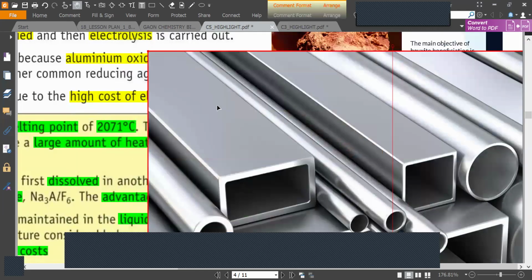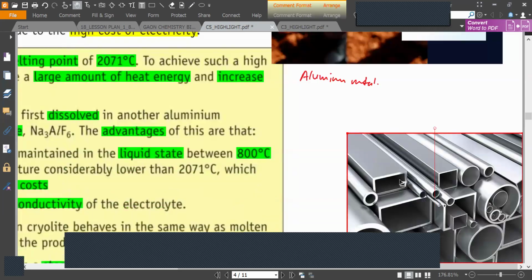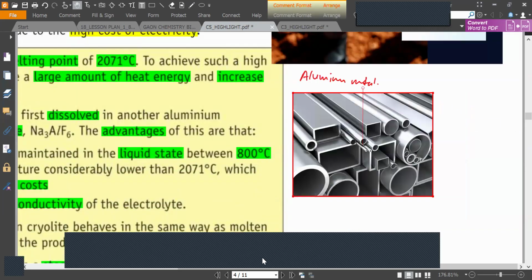So aluminium actually looks like this. Aluminium is a metal which is very, very useful.